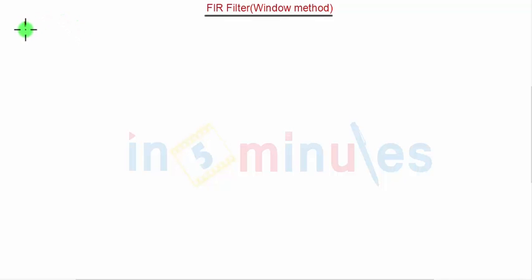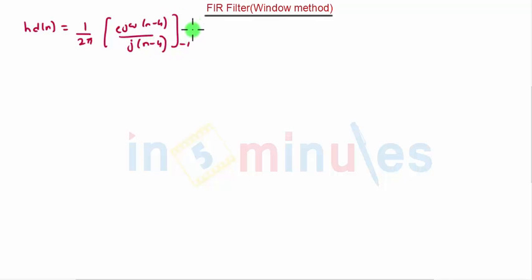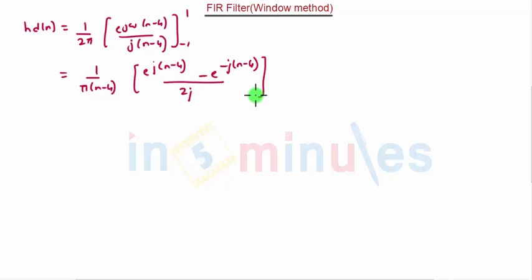So after integration, hd of n is given as 1 by 2 pi, e raised to j (n minus 4) upon j into (n minus 4), ranging from minus 1 to 1. So it will be 1 by pi into (n minus 4), into e raised to j (n minus 4) minus e raised to minus j (n minus 4) upon 2j. So using the sine theta formula we get sine of (n minus 4) upon pi into (n minus 4).